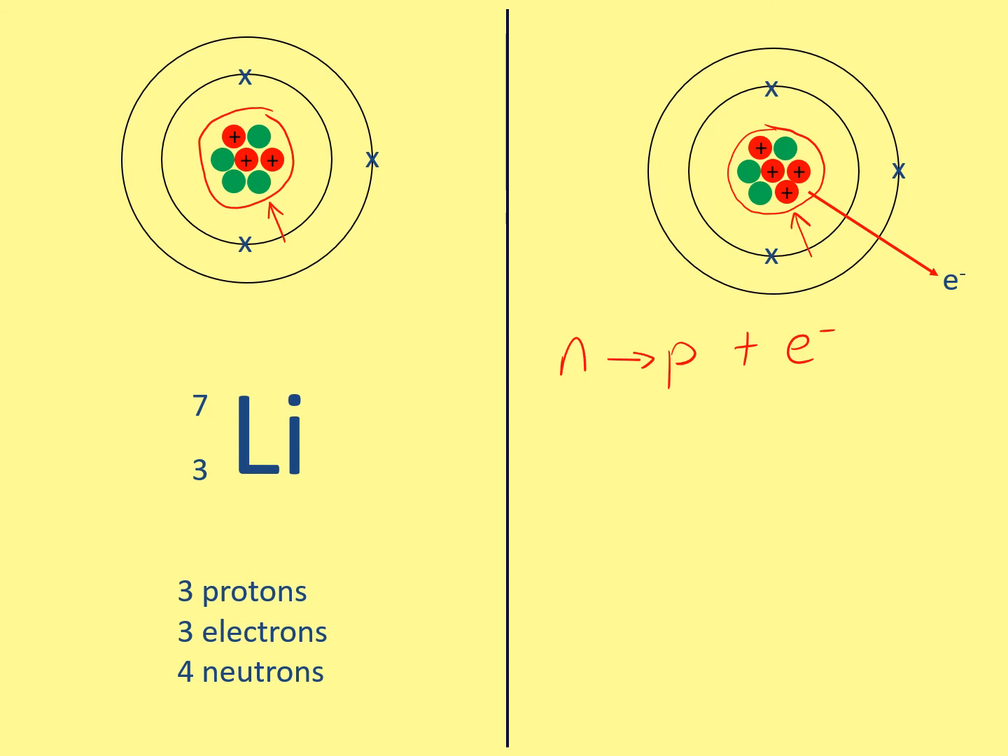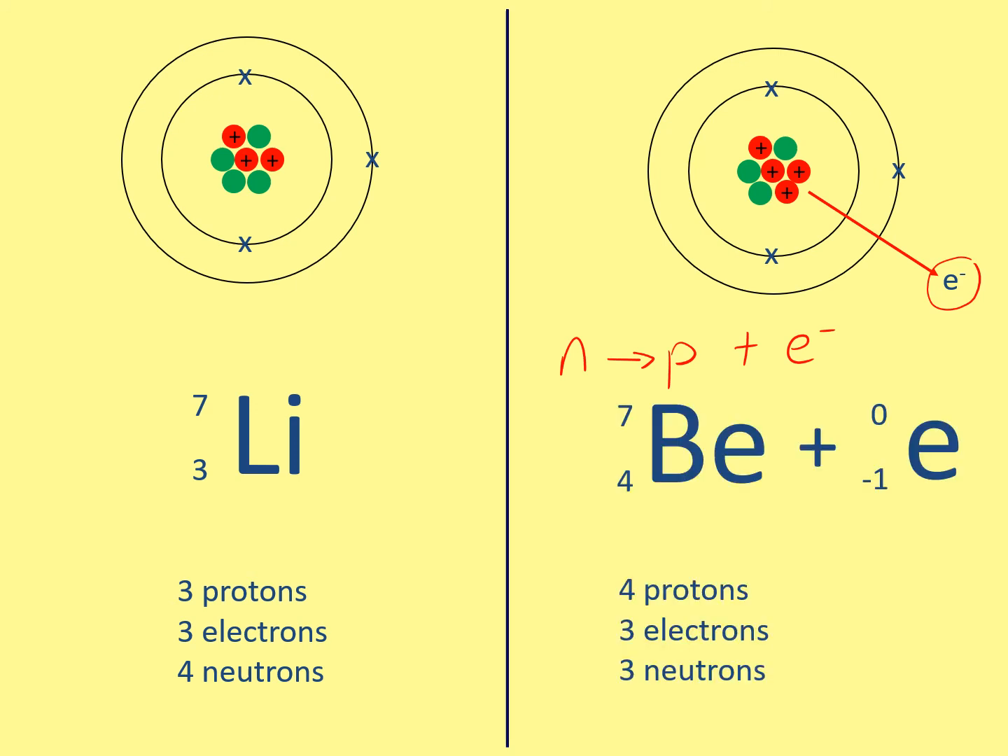Now, what's really important is to realize that electron is coming from the nucleus. It doesn't come from the shells around the outside, which is where the other electrons are. It's coming from the nucleus. And the reason why it's coming from there is because it's coming from that neutron that turned into a proton. And that is beta decay. It's a high-speed electron being emitted from the nucleus. The equation looks like this.